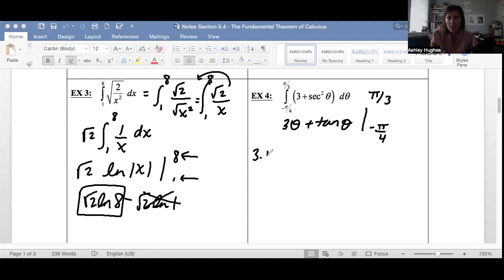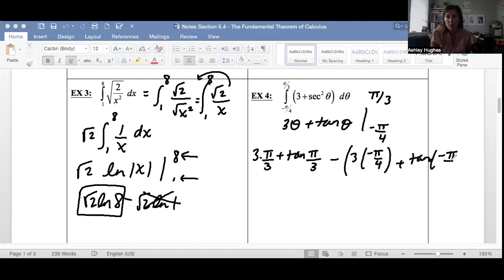So 3 times pi over 3 plus tangent of pi over 3 minus parentheses. It's always important to put that parentheses. 3 times negative pi over 4 and then plus tangent of negative pi over 4. All right, so I have these cancel. I get pi.